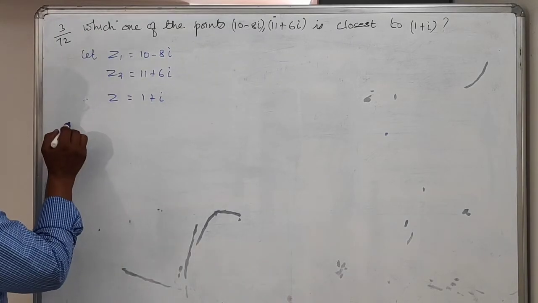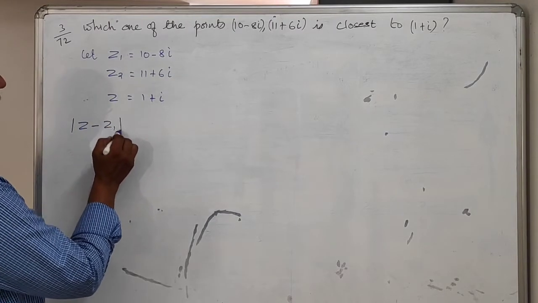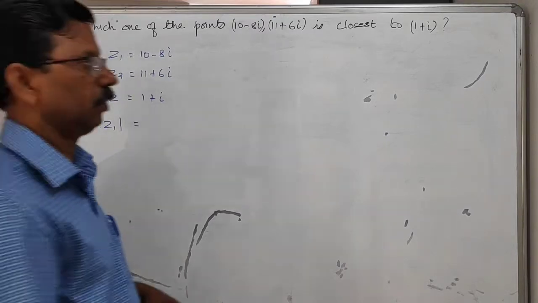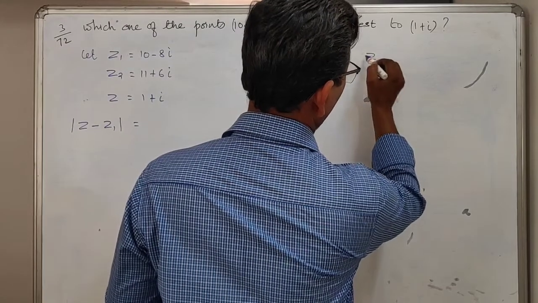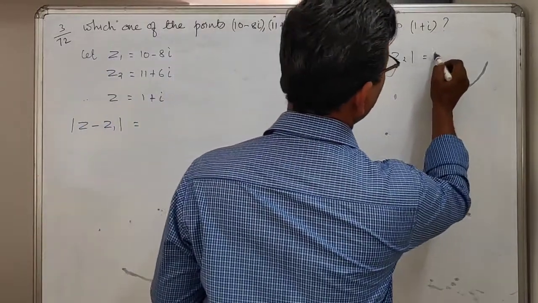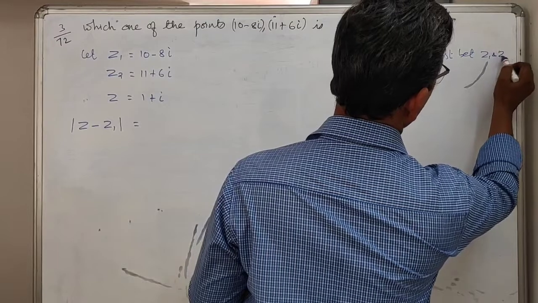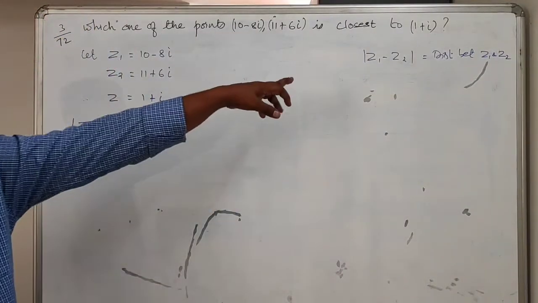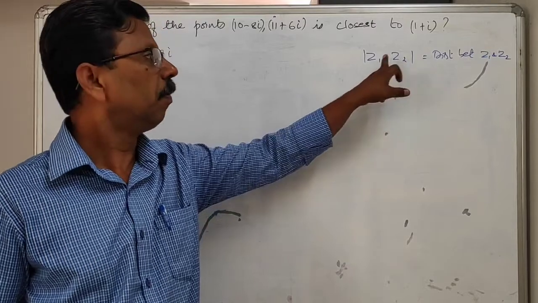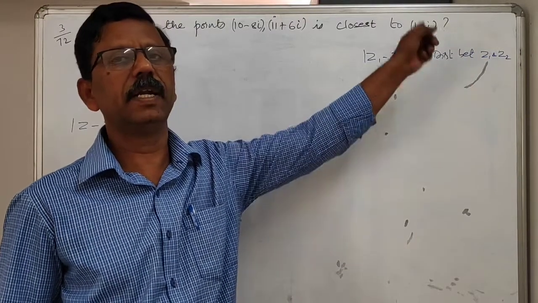Now, therefore you can find a modulus of Z minus Z1. Modulus of Z1 minus Z2 is nothing but distance between the complex numbers Z1 and Z2. Already I have given this geometrical explanation. Modulus of Z1 minus Z2 is nothing but distance between the two complex numbers Z1 and Z2.